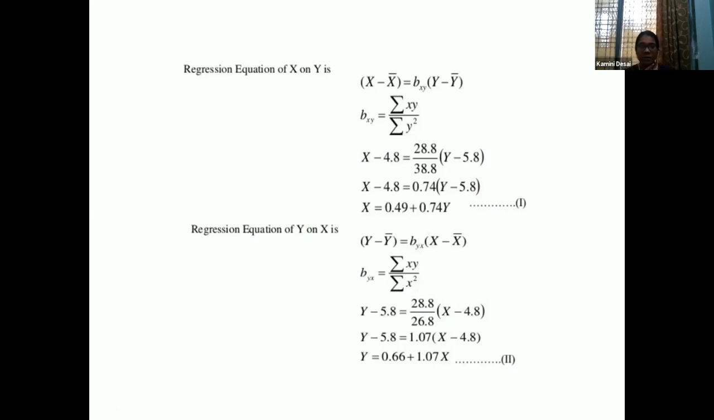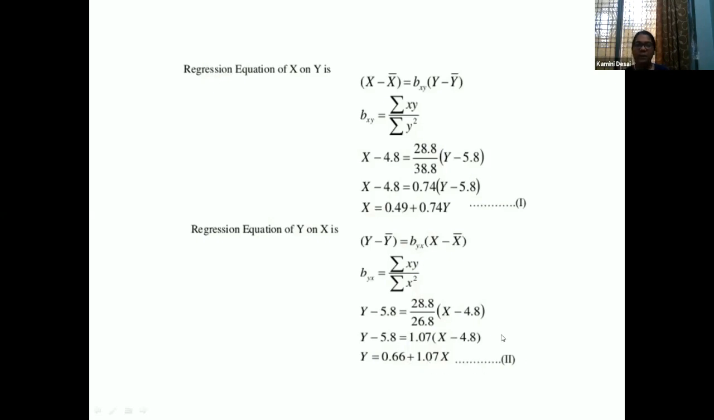Now the second way is the regression equation y on x. So we have to write y minus y bar is equal to byx times (x minus x bar). Why is it byx here? We are finding the regression equation for y on x. So that formula is summation xy divided by summation x square; only the denominator is changed here, summation x square here, summation y square there. So again, you have to substitute all the values, then you will get this equation: y is equal to 0.66 plus 1.07x.